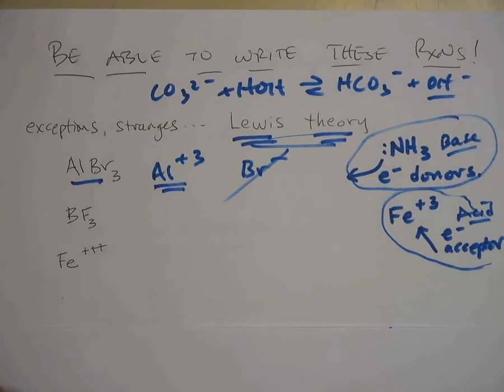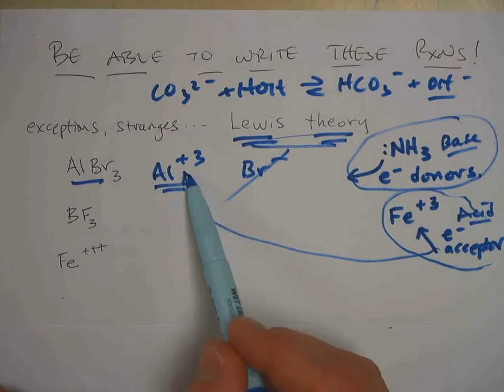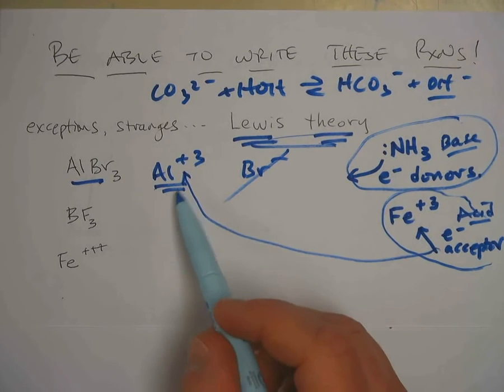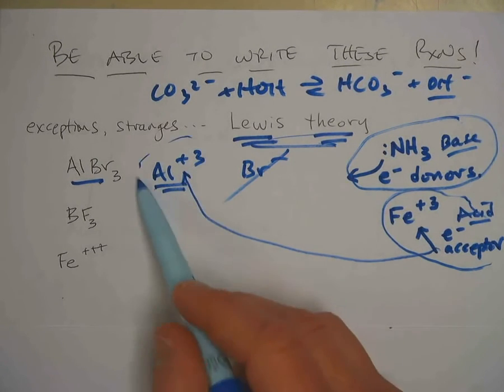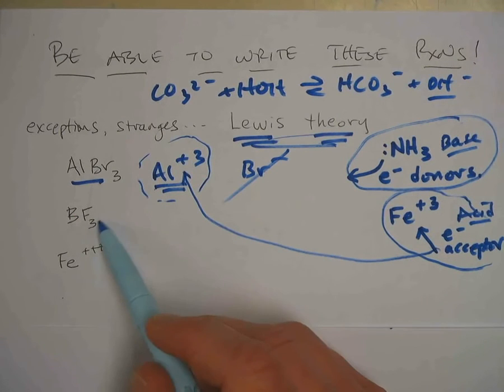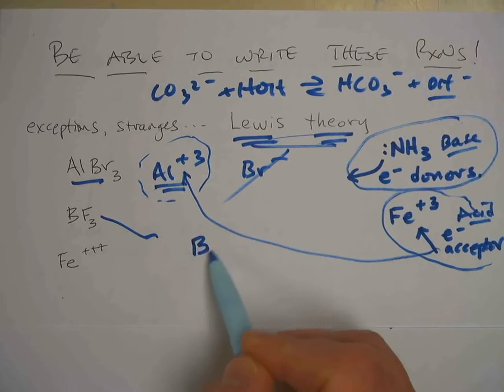But Al3+, what is that going to do? Well, Al3+ is a little electron deficient, so it's probably a good electron acceptor. Therefore, we could define it as a Lewis acid. Now, aluminum is actually really weird because it can act a couple of different ways, but that's a good enough definition for right now. How about this guy, BF3?